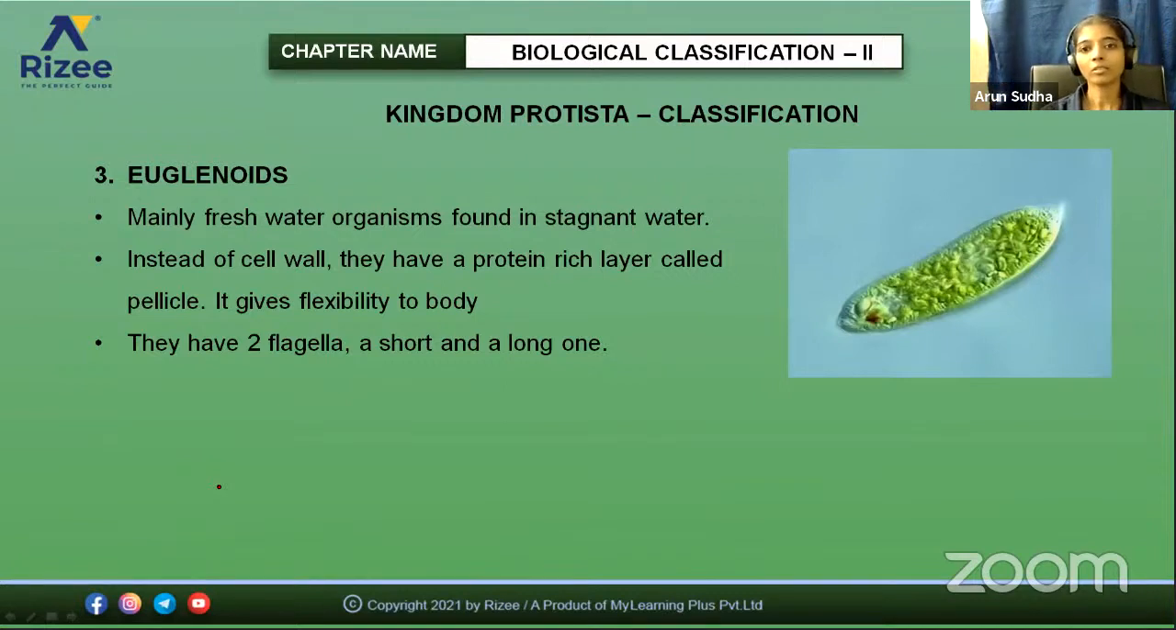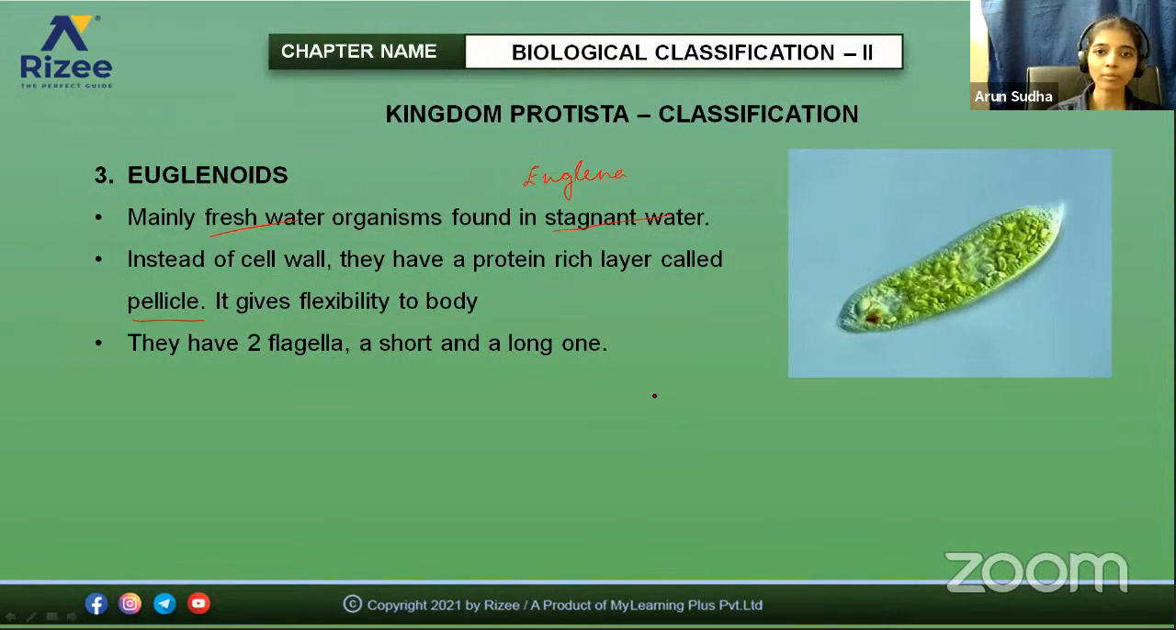So next we'll move on to euglenoids. The most common organism that comes under euglenoids is Euglena. They are present in fresh water and also in stagnant water. So these are all aquatic organisms. And instead of a cell wall, the feature is they have a protein-rich layer called pellicle. Pellicle is the outer layer instead of a cell wall.